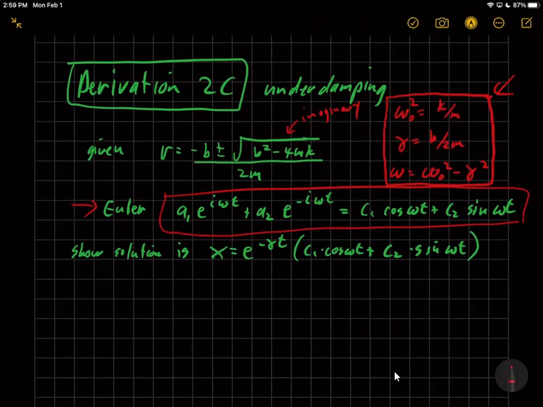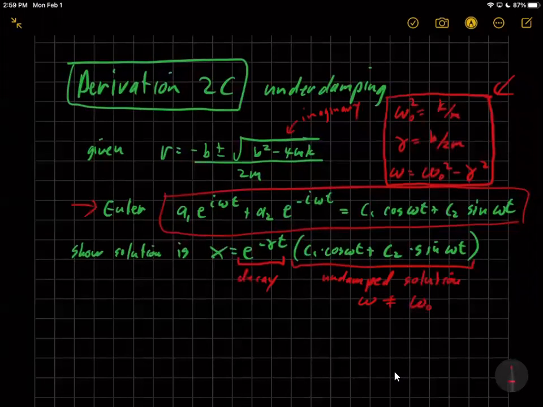Okay. Now we're supposed to show the solution is what I have at the bottom here. And remember, this isn't part of what you have to do, but this is decay, exponential decay. And right here, this would be the undamped solution, with the exception that omega no longer equals omega naught.